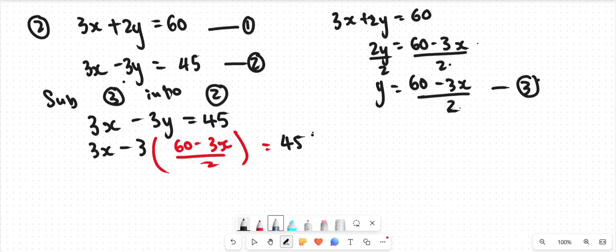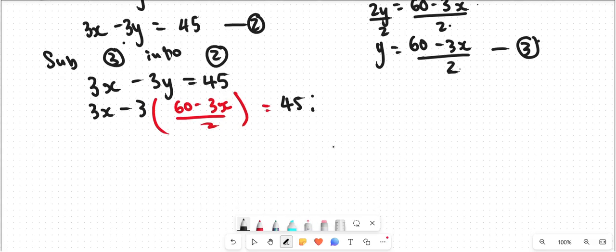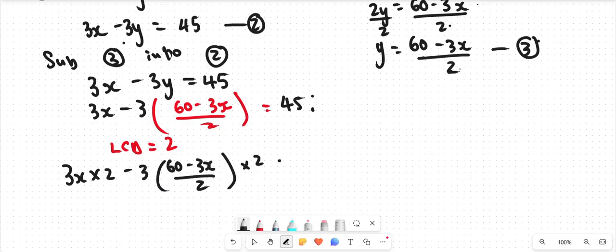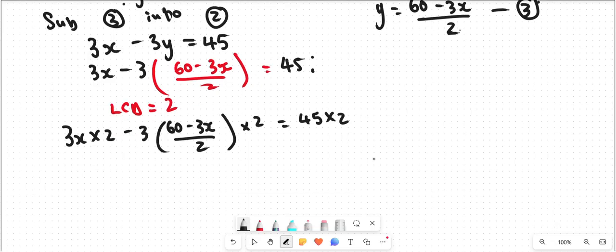Now that I have that equation, we've talked about how to solve fraction equations. Remember, it is to find your LCD first, and in this case there's only one denominator, so that 2 will be my LCD. And then what I do with that LCD is I multiply it with everything. So the first term times LCD, the fraction times LCD, and 45 times LCD.